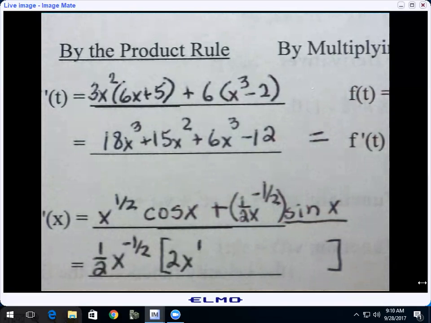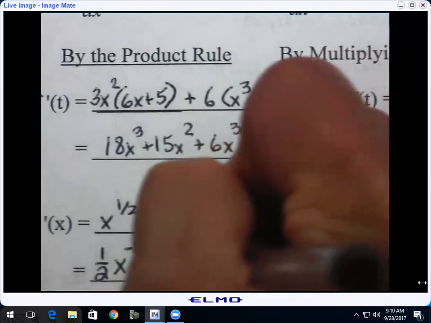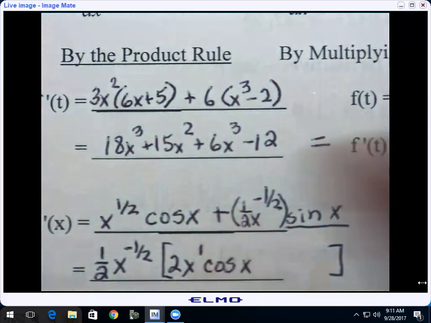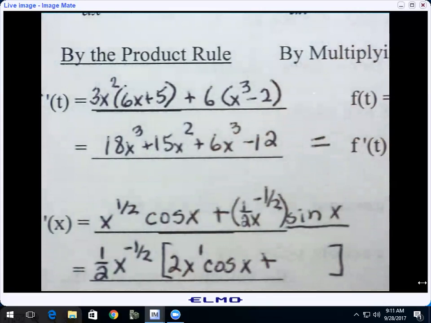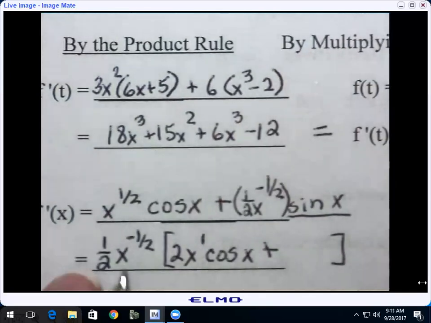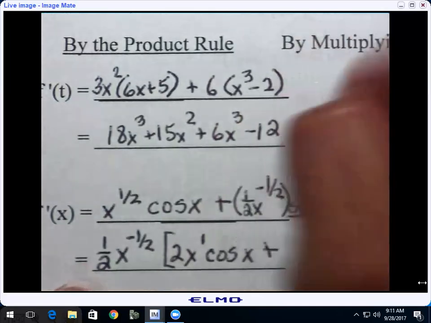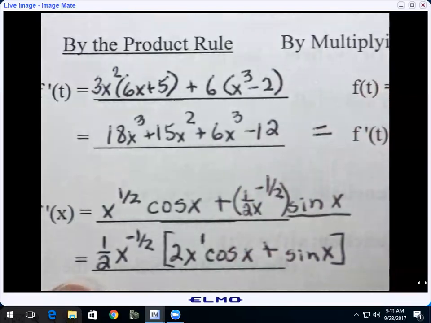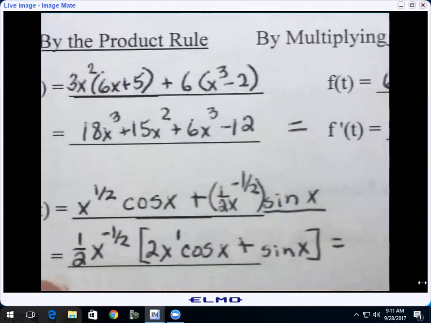What else is left of that first term? Cosine x. All right, so that's what's left of the first term. Don't forget your plus. If you factor a GCF out of a binomial, what's left inside brackets has to be a binomial. If you don't put that plus down, you're going to end up multiplying everything left inside brackets. So what's left of my second term if I factor out this GCF? Just 1 sine x. And so how could that be written as a single fraction?